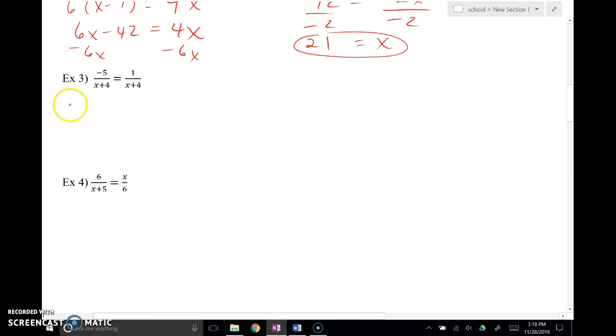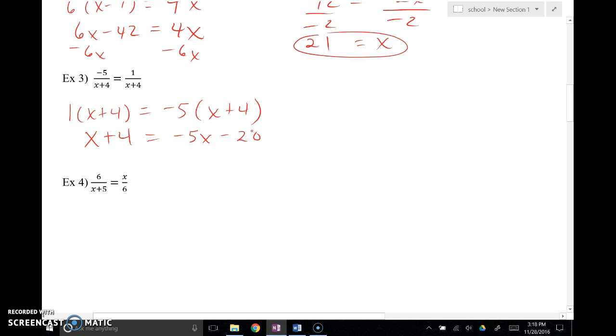So here we go. 1 times x plus 4 equals negative 5 times x plus 4. Okay, so I'll go ahead and distribute 1 times x and 1 times 4 is x plus 4. Negative 5 times x and negative 5 times 4 is negative 5x minus 20.